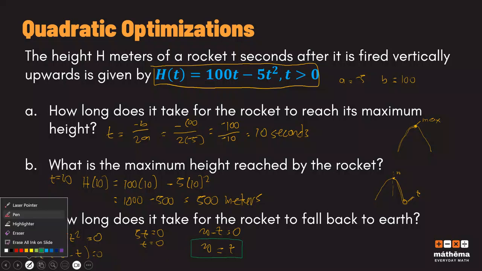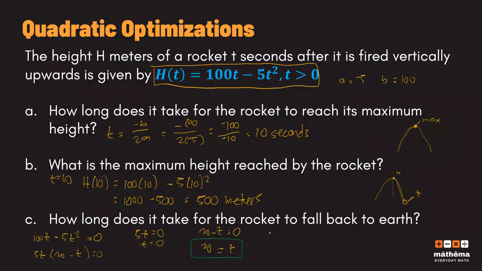So again, to answer this question, it takes 20 seconds for the rocket to fall back to Earth. That's problem number 1. Let's have problem number 2.